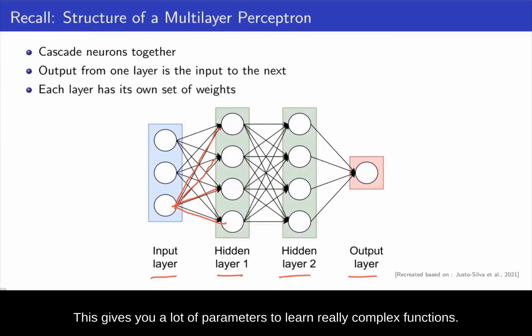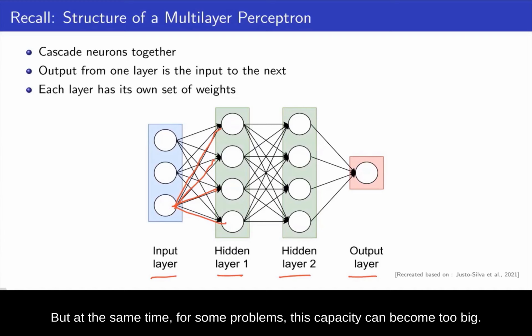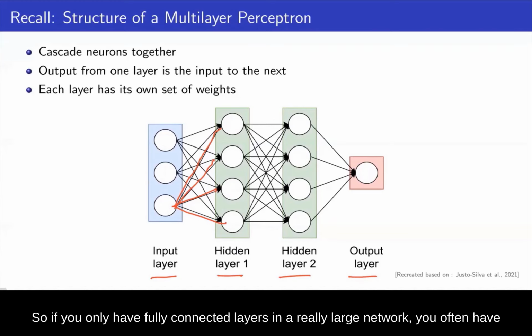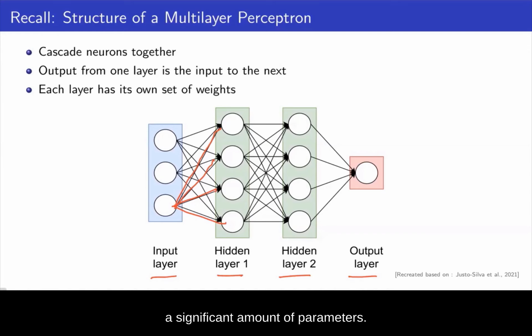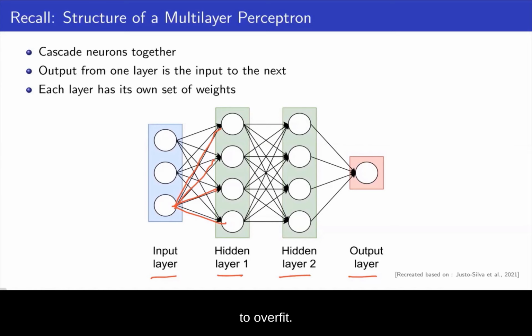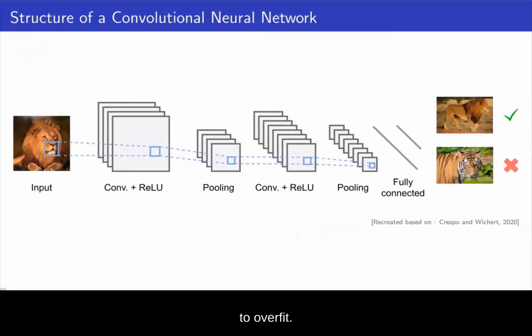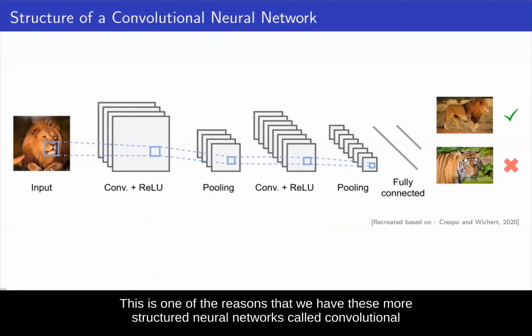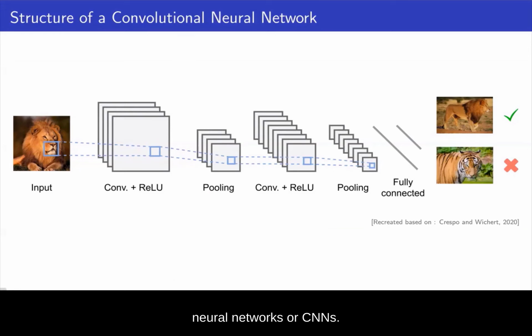This gives you a lot of parameters to learn really complex functions, but at the same time, for some problems, this capacity can become too big. So if you only have fully connected layers in a really large network, you often have a significant amount of parameters. And when you don't have massive amounts of training data, then your network can tend to overfit. This is one of the reasons that we have these more structured neural networks called convolutional neural networks, or CNNs.